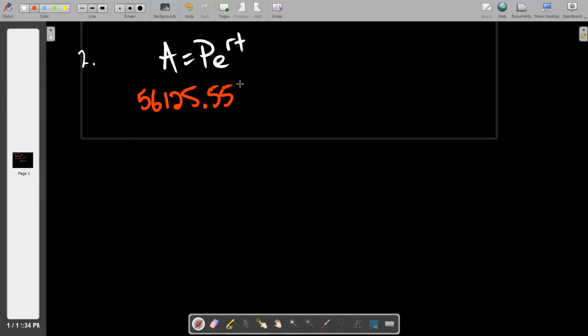Some people ask, will A always be bigger than P? And the answer is, well, yeah. If we're compounding in the right direction, A will always be bigger than P. So 56,125.55 goes in place of A. In place of P goes 13,000.5. And E is, of course, just E. And what will my exponent be? Good job, 22R.